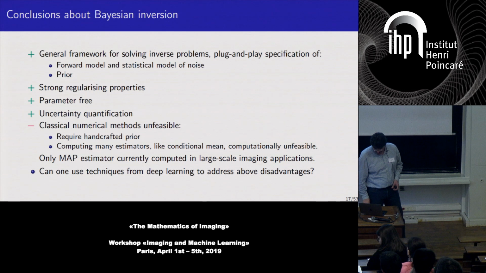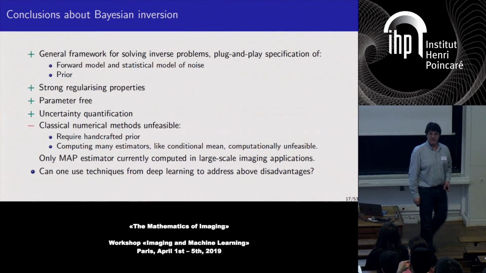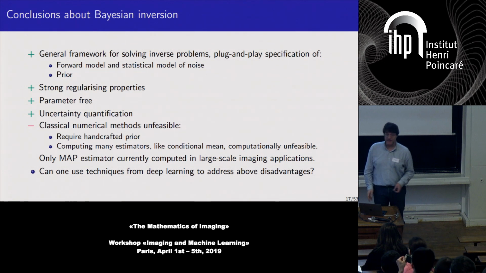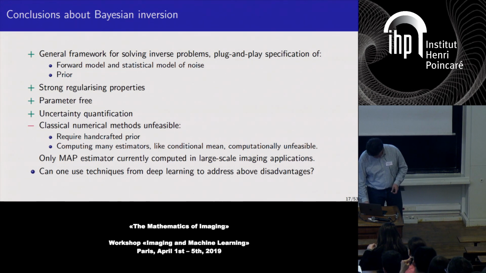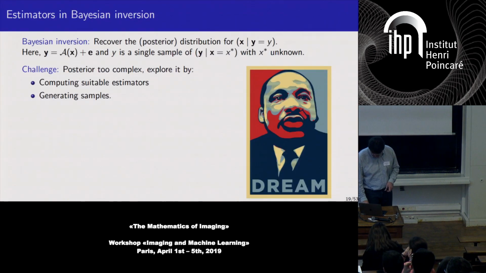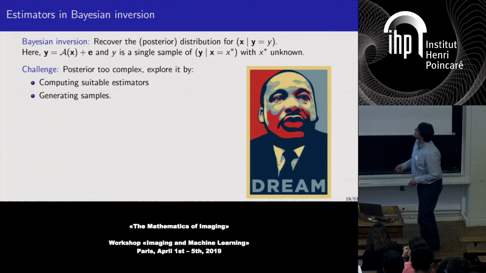So the question is, of course, can we use deep learning for addressing these two challenges? So this was spending almost 15 minutes on motivating where I'm going to get to. One way of doing this is what we call deep direct estimation. So again, this is the initial problem, right?